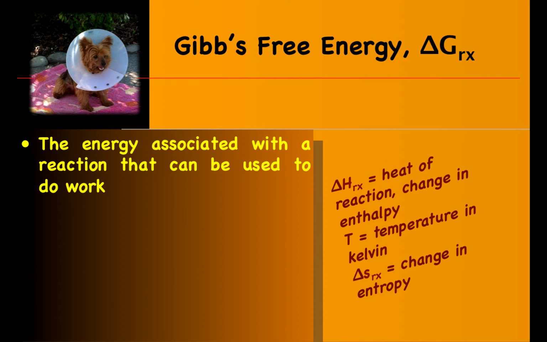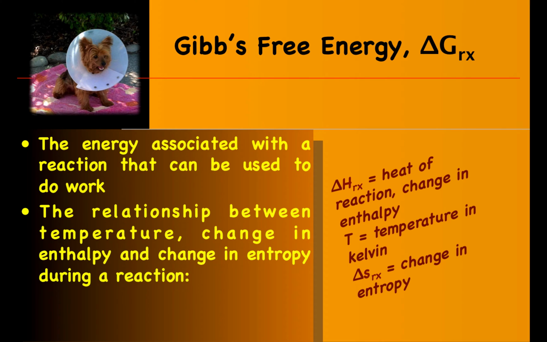Gibbs free energy, delta G. Gibbs free energy is a very difficult concept, especially at the high school level. But just know that Gibbs free energy is the energy associated with a reaction that can be used to do work. It is the relationship between temperature, change in enthalpy, and change in entropy during a reaction, using the following formula. Delta G equals delta H minus the temperature times delta S.